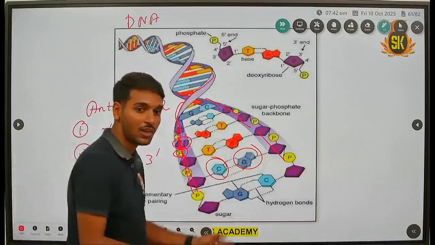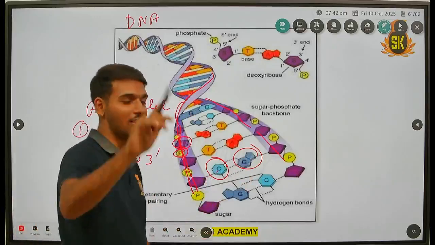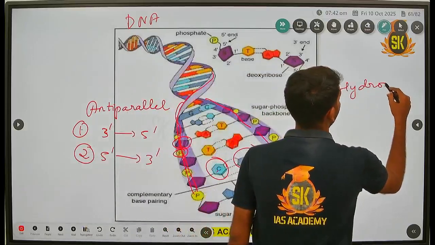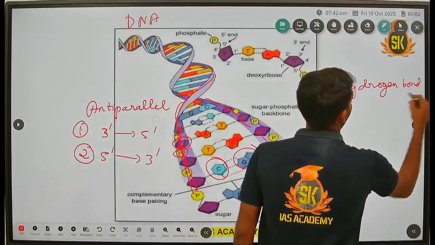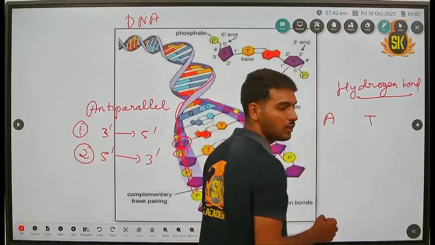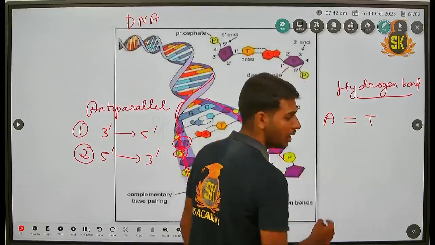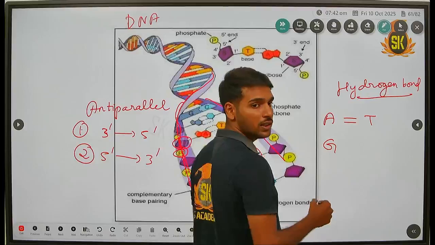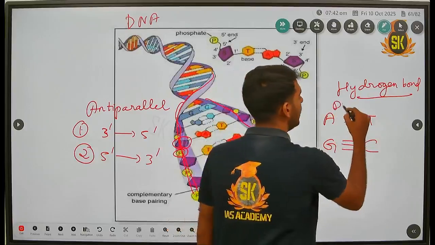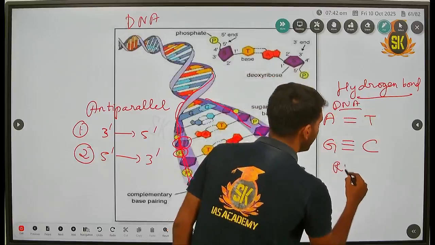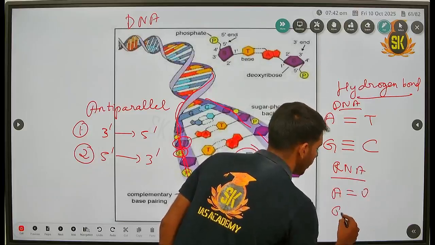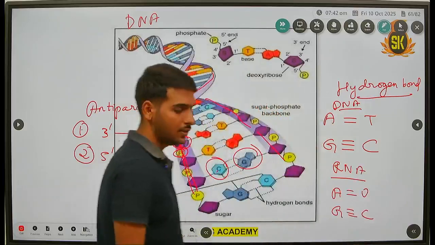Nitrogen bases and nitrogen bases are connected by hydrogen bonds. Adenine always bonds with thymine, with 2 hydrogen bonds. Guanine always bonds with cytosine, with 3 hydrogen bonds. In the case of RNA, adenine with uracil, guanine with cytosine. Easy? Same.